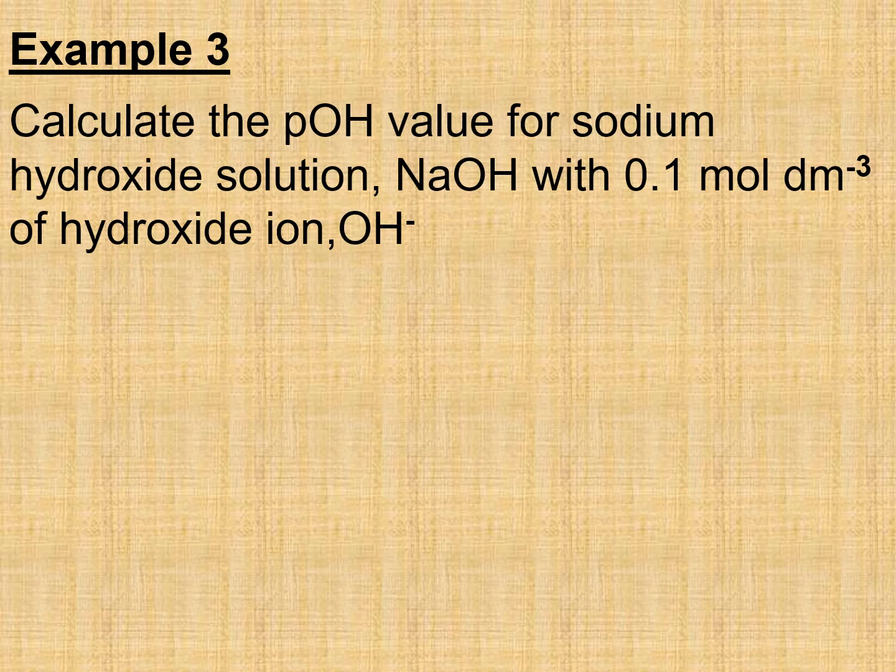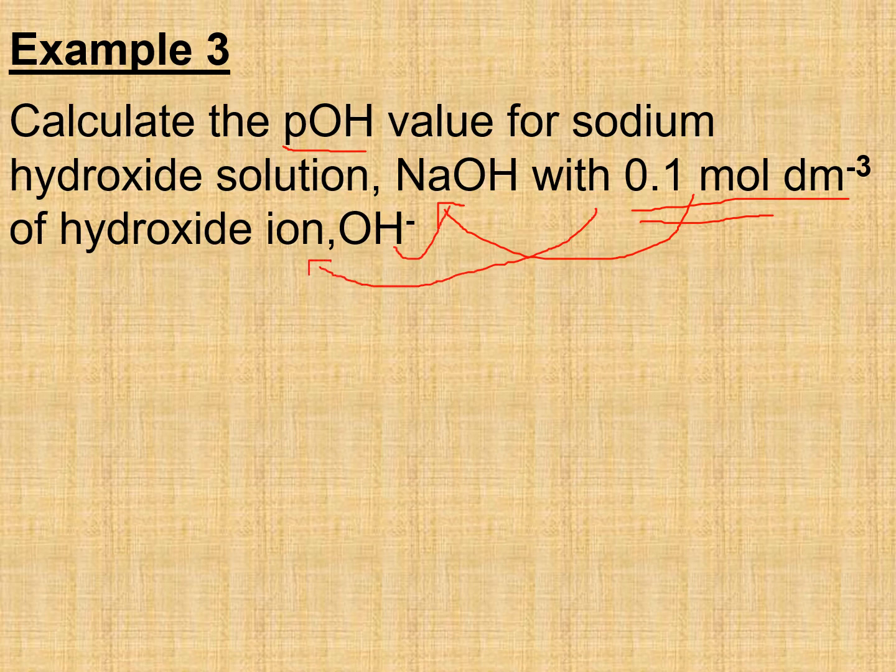Okay, now we go to examples, to help you understand more how to calculate the pH. For this question, the question asks you to calculate the pOH value. Okay, just the pOH value. So given to you is 0.1 mole per dm cube. 0.1 mole per dm cube is the concentration of sodium hydroxide. It's also the concentration of hydroxide ion inside sodium hydroxide.